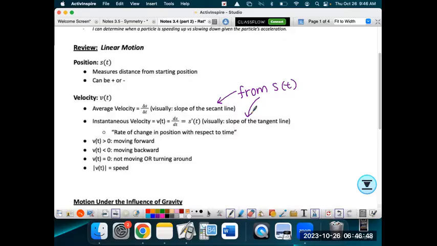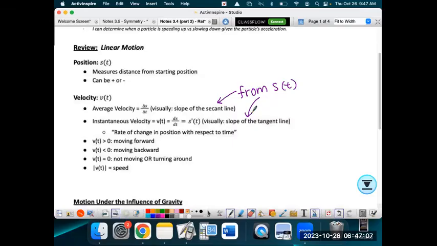Next, 4 bullet points are just talking about the signs for your velocity. So if I have a positive velocity, my particle is moving forward. If I have a negative velocity, my particle is moving backward. If I have a velocity of 0, my particle is either not moving, staying still for a moment of time or for a time interval.